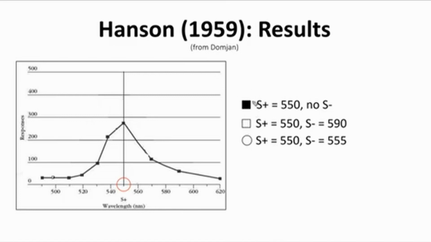But we're going to start with our solid black squares at the top, which are a situation with an S plus of 550 and no S minus. So this is a wavelength, so this is a specific color. Same basic ideas, looking at frequencies of sounds, but now we're looking at wavelengths of colors. And so this group is given only an excitatory stimulus. There's only an S plus, and they're reinforced for responding to this S plus. So if they make an operant response when this S plus is present, they get reinforced. And so we see a peak of responding at that particular wavelength.